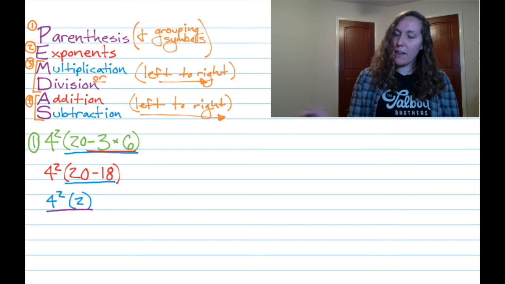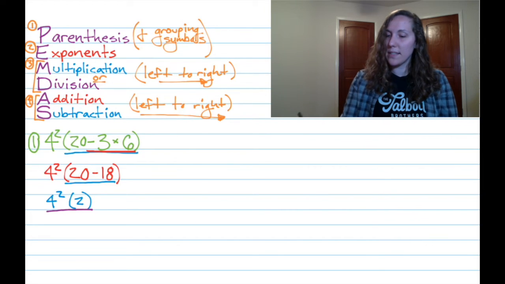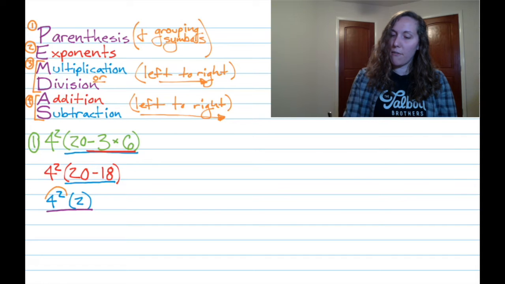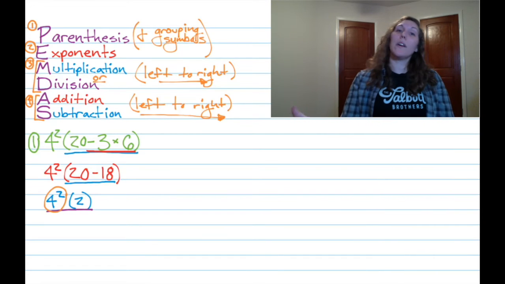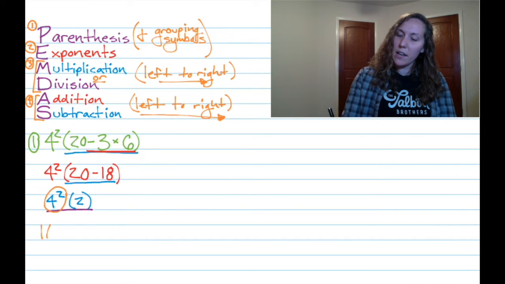So now let's continue. Next in my order of operations, exponents. Do I have any exponents? Yes, I do right here. I have 4 squared. 4 squared gives me 16 because that's 4 times itself. 4 times 4 is 16, or I could have punched that in my calculator.